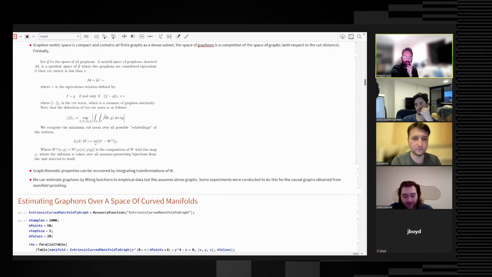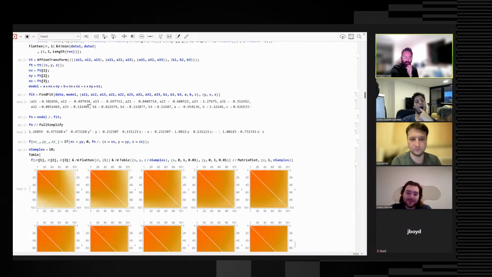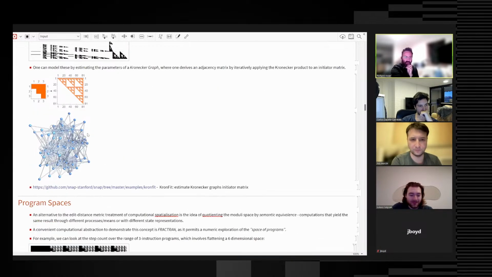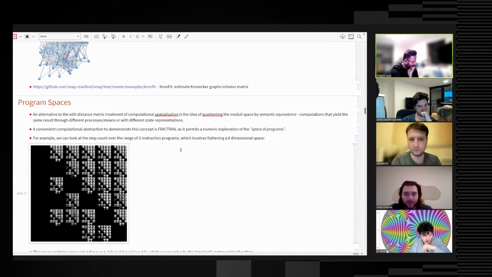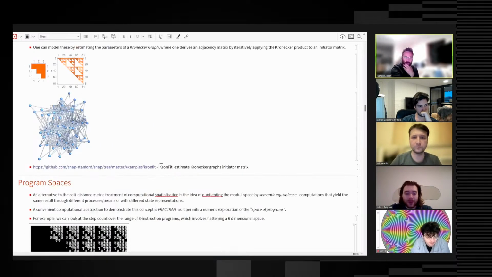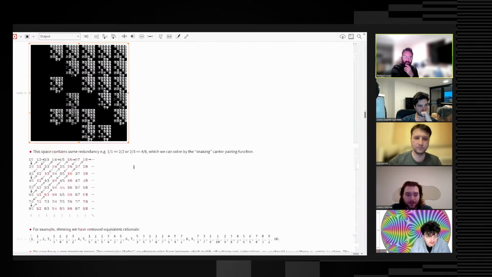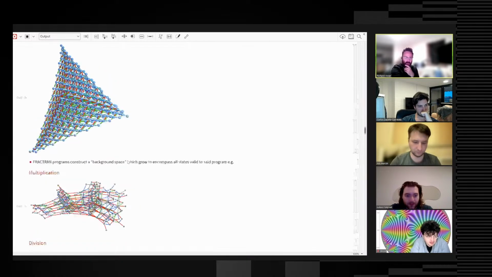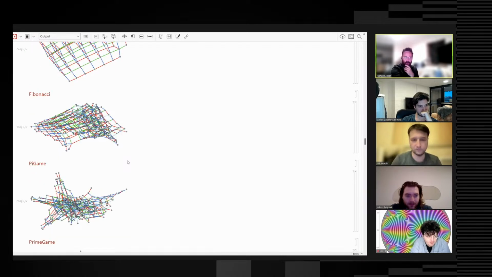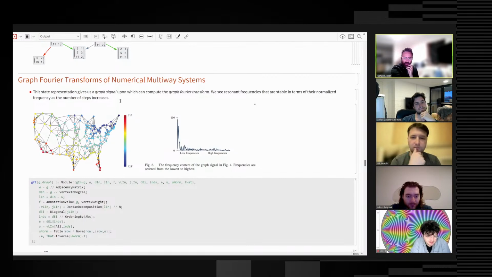Then graphon spaces, graphon moduli space, graphon estimation, and self-similarity, which we didn't do much with because this Kronecker fitting thing is maybe not as developed an idea. And then the whole Fractron: here you have some space of programs, and these lattice structures that each program creates, and so forth. That's really the summary.